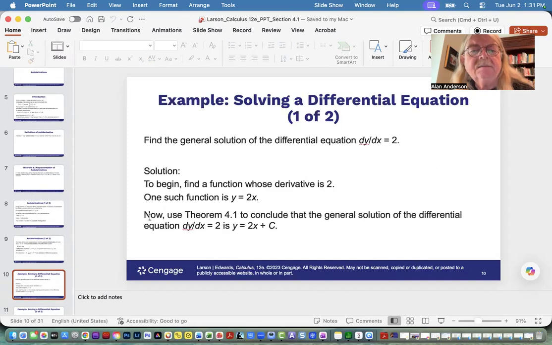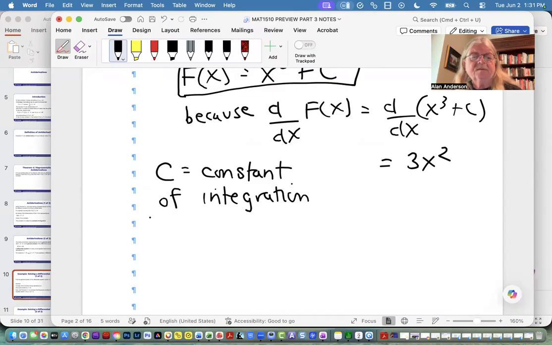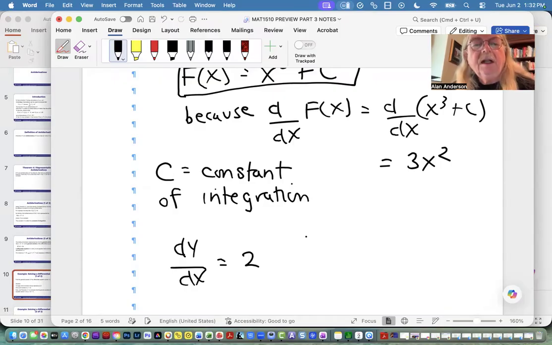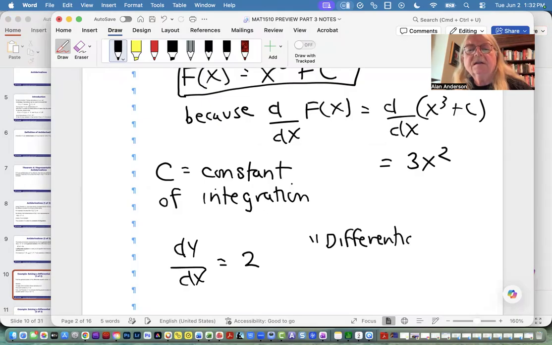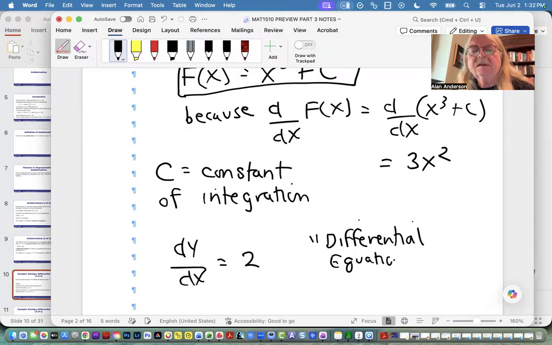All right. What are we doing here? Solving a differential equation. So imagine we have the following equation, dy dx equals 2. This is known as a differential equation because it contains a derivative. I mean, it's really that simple.